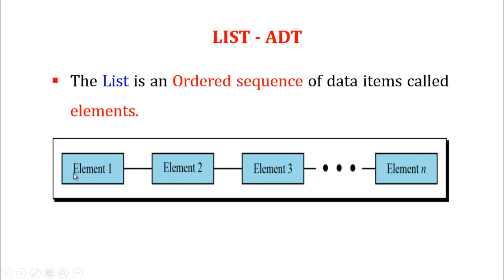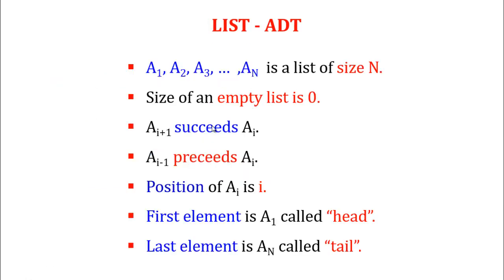We have different elements: element 1, element 2, element 3, element 4, and then n number of elements. Each and every element should be arranged in sequential order, that is the first element, second element, third, fourth, fifth, and so on. That we call an ordered sequence. Next, the notations of a list.